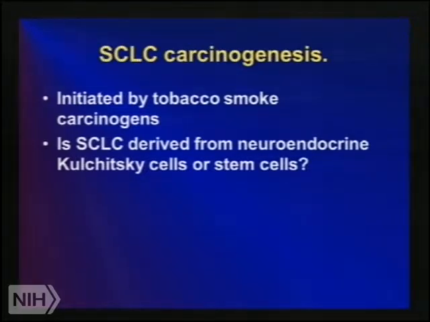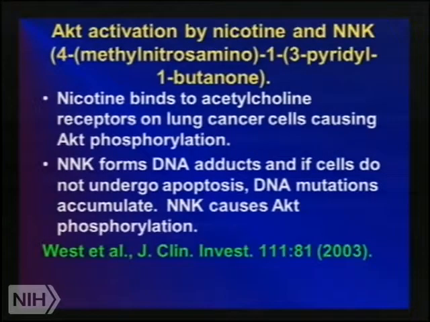So, some cancers, the carcinogenic process is well known, such as colon cancer, but for small cell lung cancer, we really don't know anything about how it develops and where it comes from. In the lung, there are these neuroendocrine Kulchitsky cells. We don't know if this is a precursor for small cell lung cancer or if it's stem cells. And so the carcinogenic process of small cell lung cancer is still relatively unknown, and we really don't have very good animal models yet to study it.